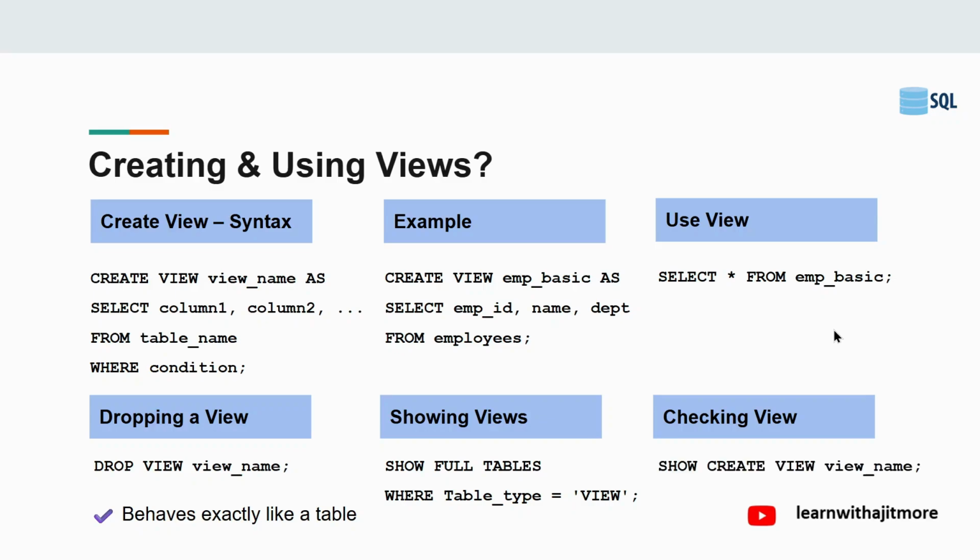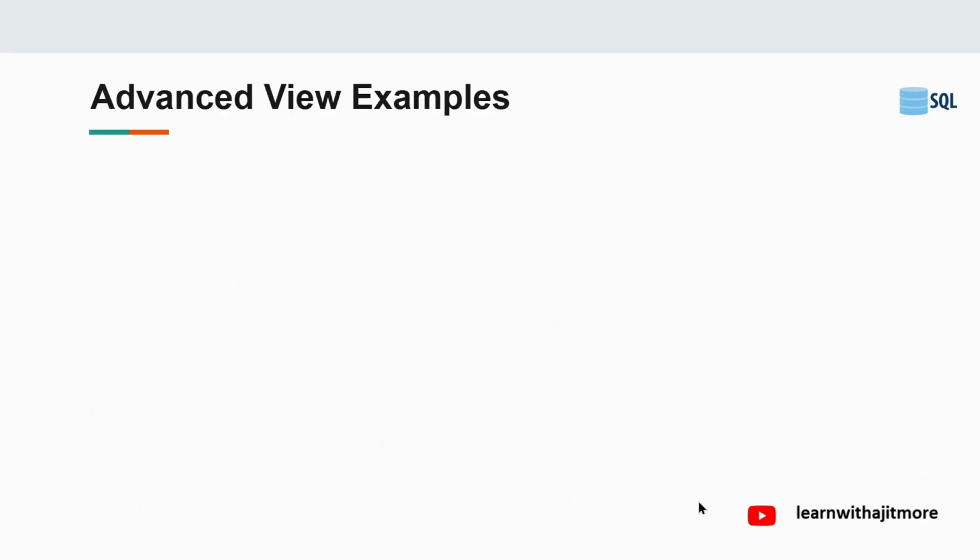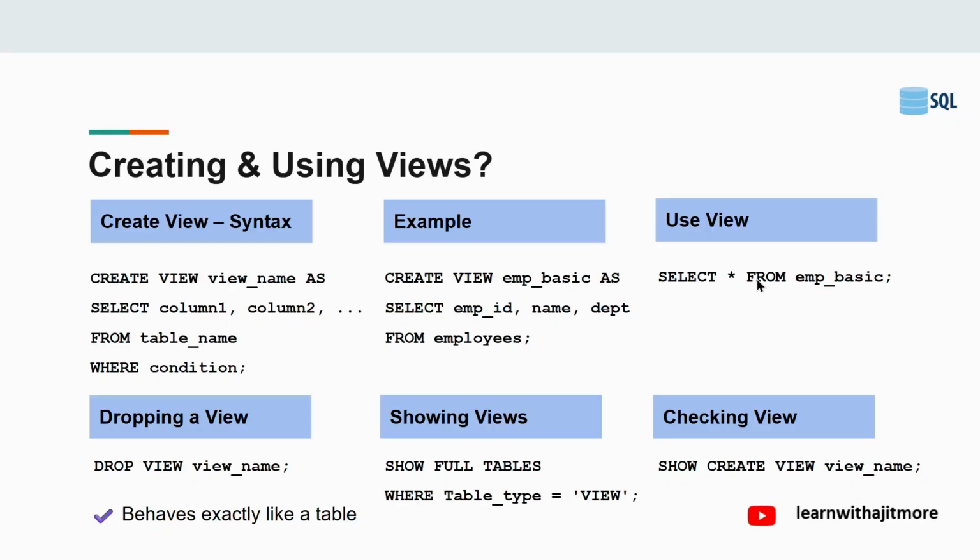And checking whether the view is there or not: show create view, view name. So if the view is already existing, it will give you a message accordingly.